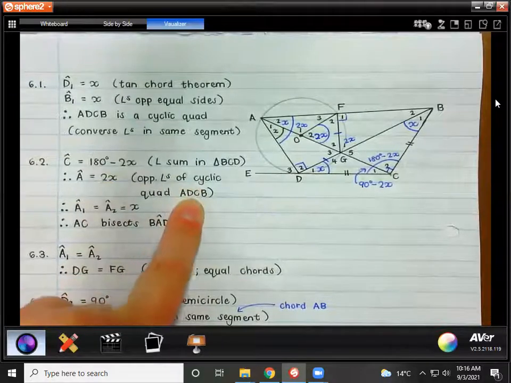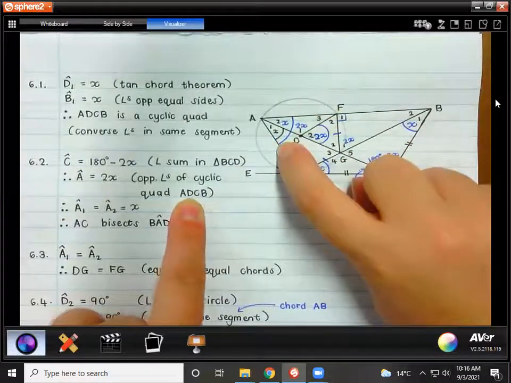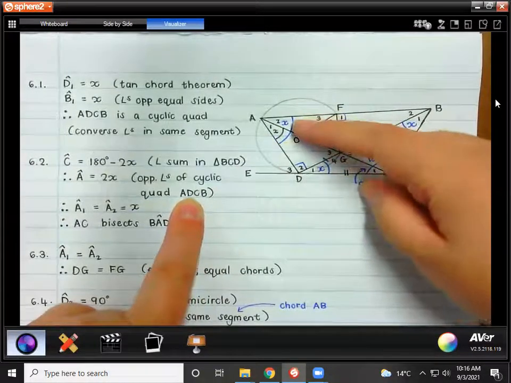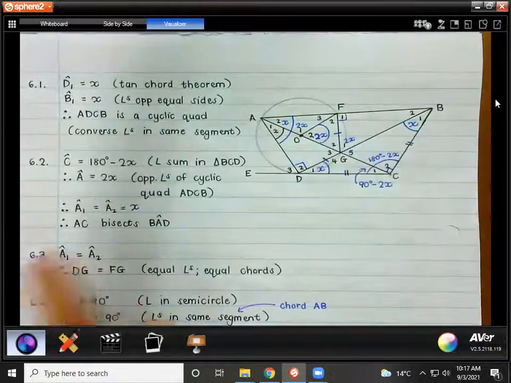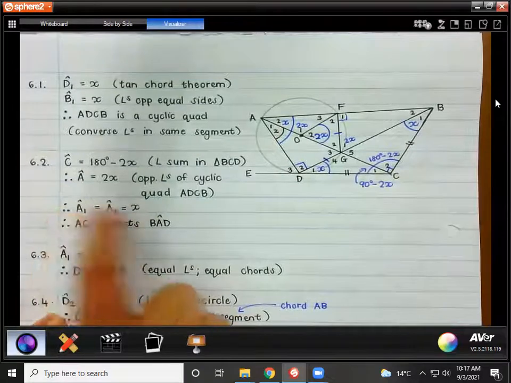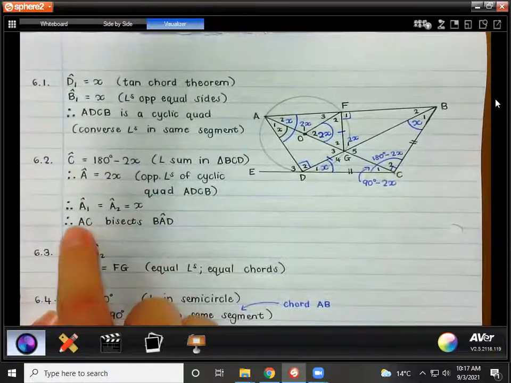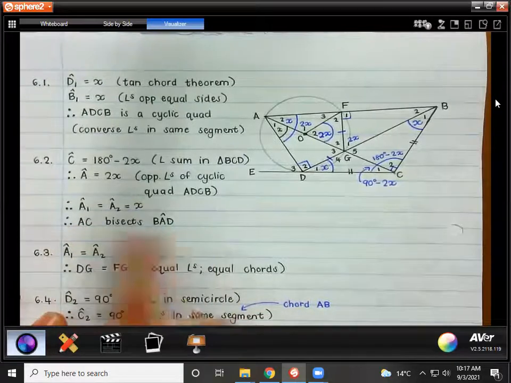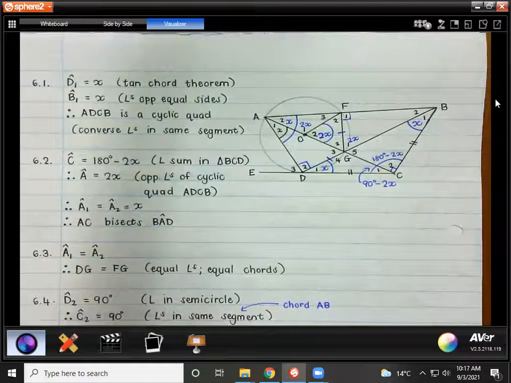All right. So now, guys, if I have that A1 is X, but A, the whole angle, is 2X, then that means that A2 has to be X as well, because X plus X will give you 2X. So I just wrote that in. You didn't really have to write that, I don't think. It's enough to say that A is 2X. But then you have to end off with what they've asked you to prove. So please add that AC bisects BAD.